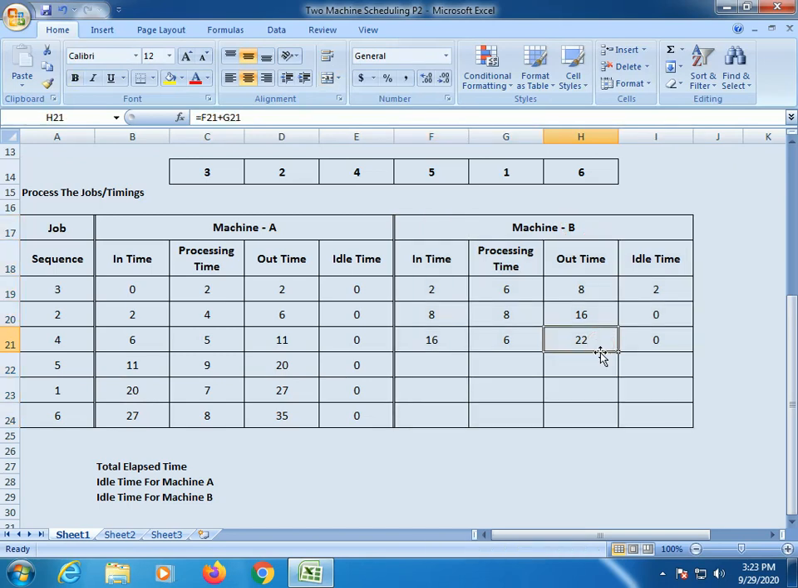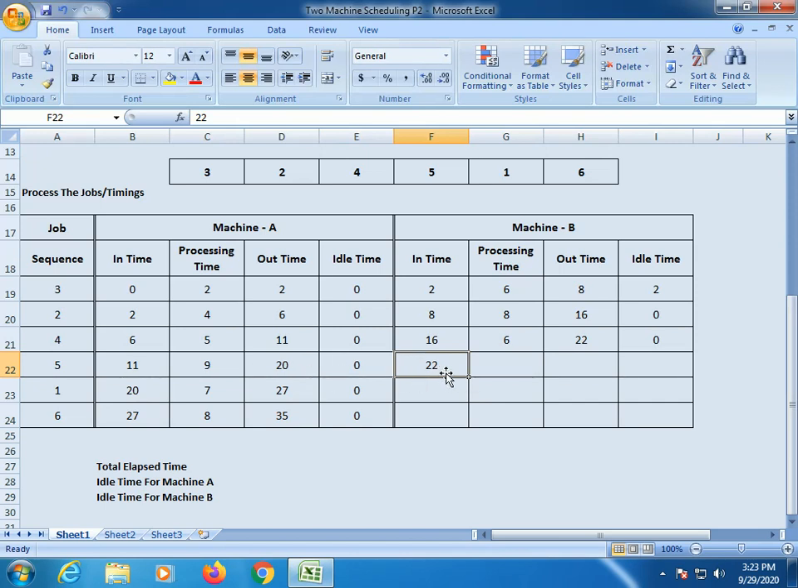Okay, and what about the job? Is the job ready? See here, the next job is the fifth job. At 20 hour the job is ready, we can perform it at 20 hour on machine B, but the machine is free at 22 hours. So here we have to take 22 hours. The machine is ready at 22 hour, so at 22 hour only we can process the job.